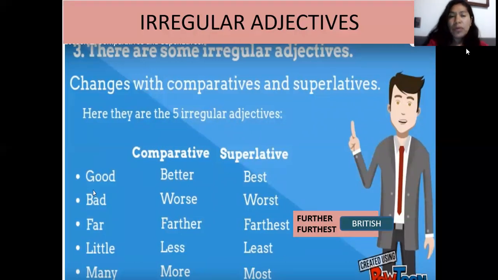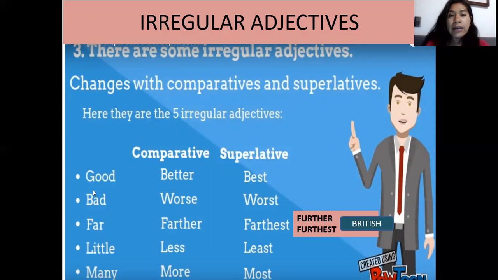And the last rule is about the irregular adjectives. It means that some comparatives and superlatives totally change when we use comparative or superlative. For example, we have the adjective good. In comparative is better. In superlative, the best. We have bad. In comparative is worse. In superlative, the worst.